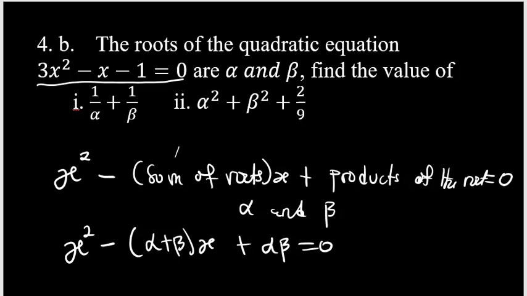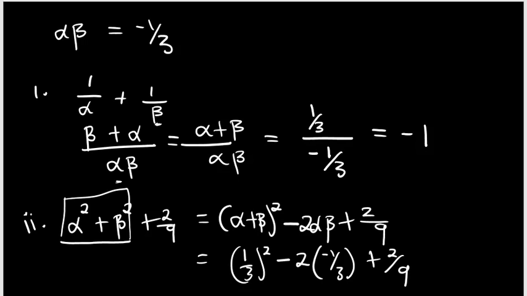So these are the values. All that you need to do is find a value for alpha plus beta and alpha beta, and then you try simplifying these as normal fractions, and then you substitute. And that is what we did.